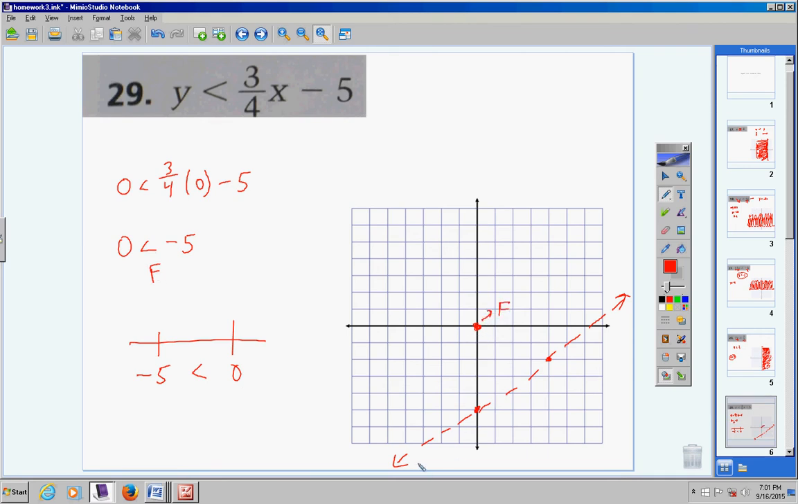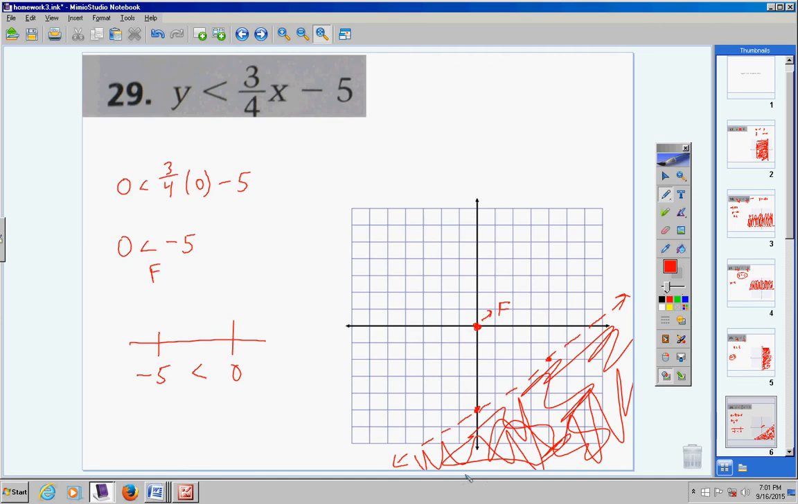So if this point doesn't work, then you definitely don't want to shade where that point is. You want to shade where that point is not. Okay? And so there it is. Okay? Alright, moving on to number 30.